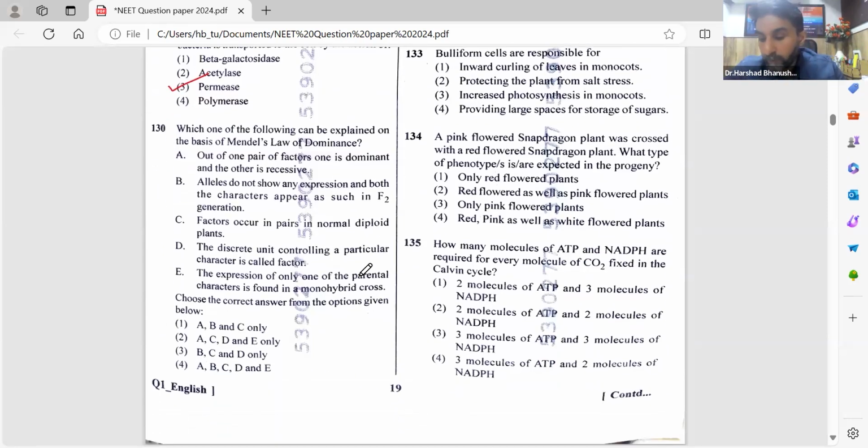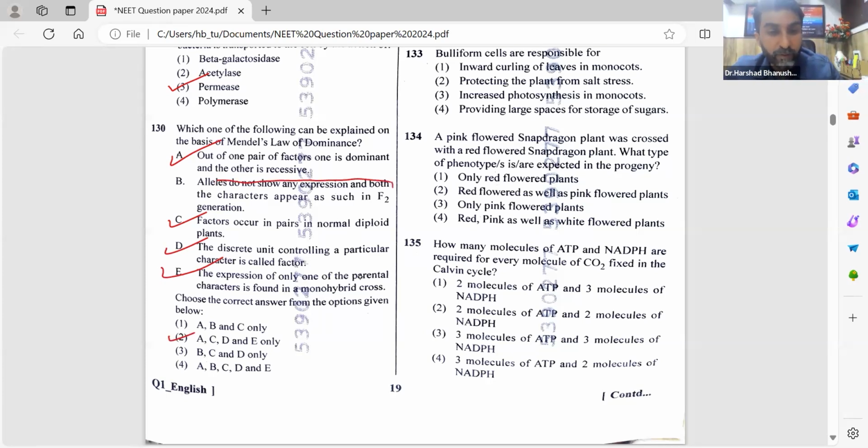This question talks about which are the statements which are explained by law of dominance. Now, if you see your NCERT, the lines which are given under law of dominance are about the dominant and recessive factors occurring in pairs. The particles are called factors, and there is only one character which gets expressed in one of the parents in the monohybrid cross. So expression of only one of the parental characters in a monohybrid cross. So A, C, D and E are the statements which are correct.